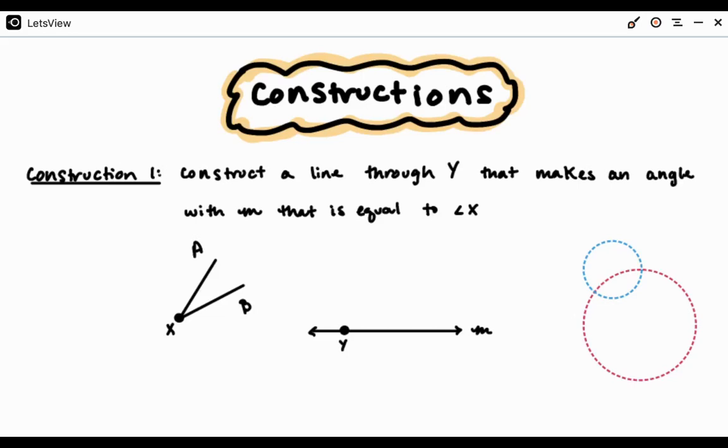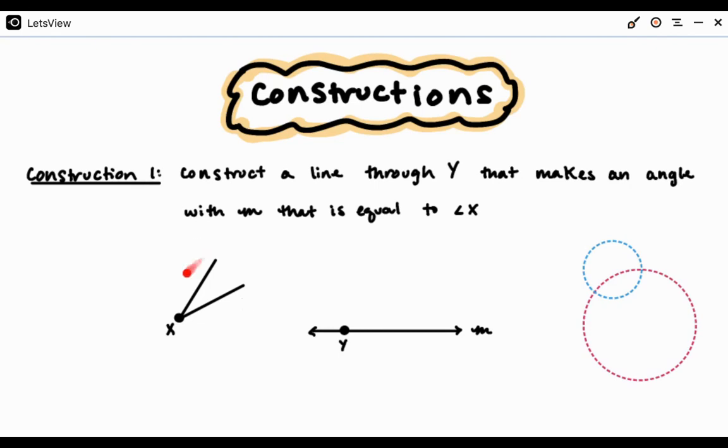Alright guys, this is the last video for this chapter, and it's on a couple constructions that are related to some things we've been talking about in this chapter. So the first construction is basically how to copy an angle.